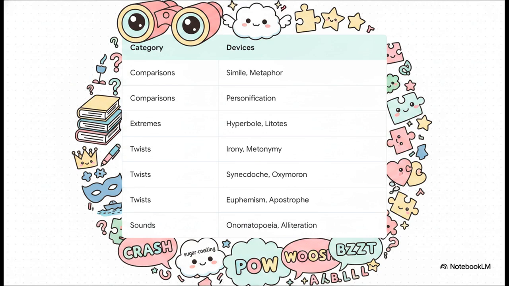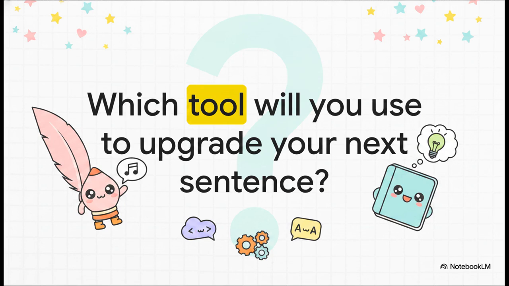Having this organized framework gives you everything you need to confidently identify these on a test or purposefully weave them into your own essays. So, you now have 13 incredibly powerful figures of speech right in your arsenal. Plain statements definitely have their place, but knowing how to bring color, sound, and surprise to your words is what turns an okay writer into a truly great one. So my question to you is, which tool are you going to reach for to upgrade your very next sentence?